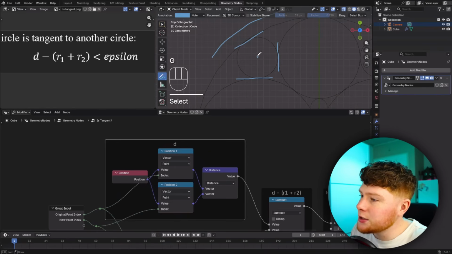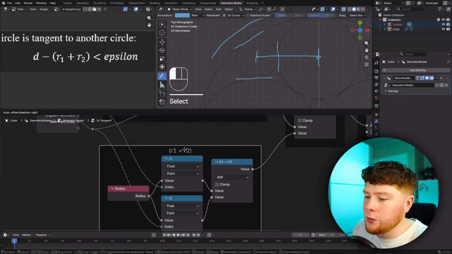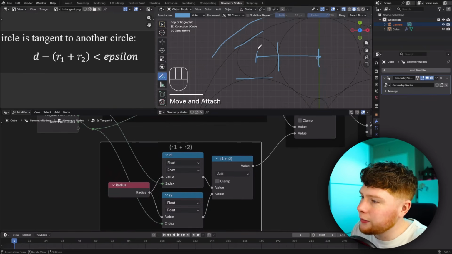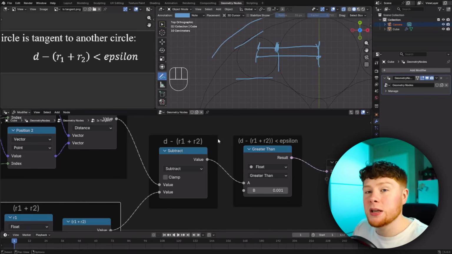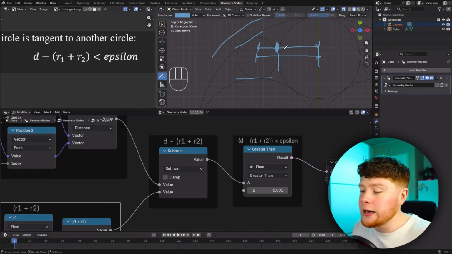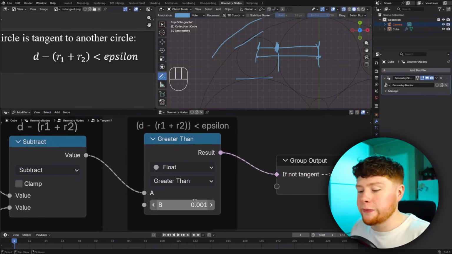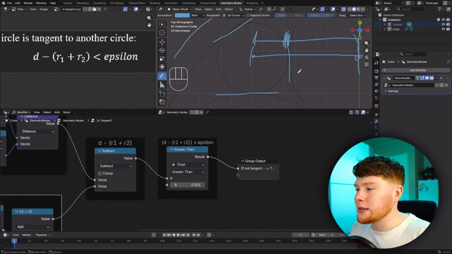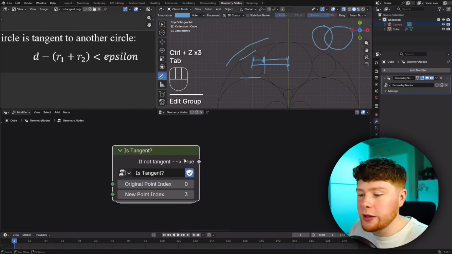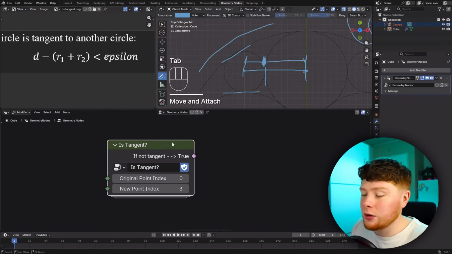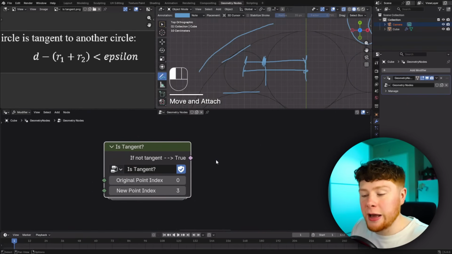we determine the distance between one point and the new point, like so. And then we also take the radius of this point, and the radius of the other point. And we want to know the difference between the total radius and the distance. Because if the difference between distance and radiuses is higher than a certain value, then it's not tangent. Then it will be more like this, or completely different, of course. So the output of this is, if the circle is not tangent, then this value will be true.